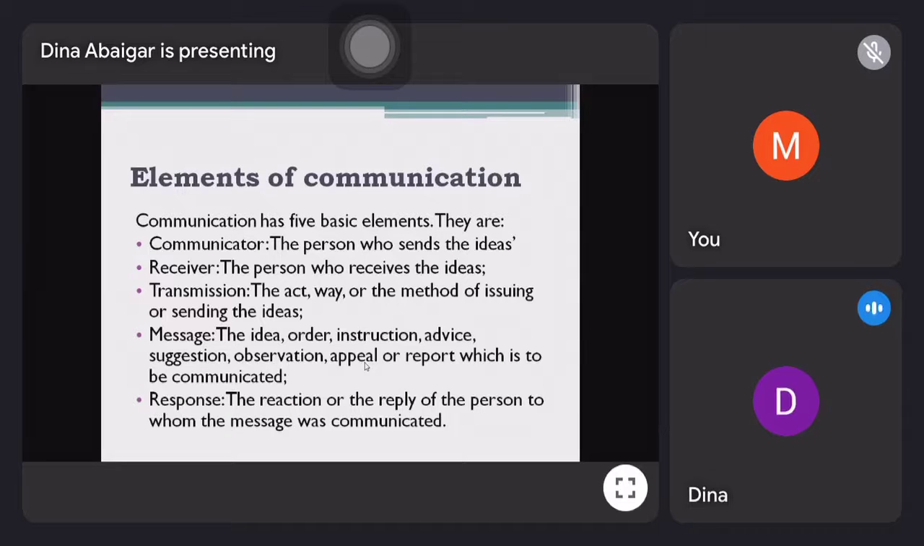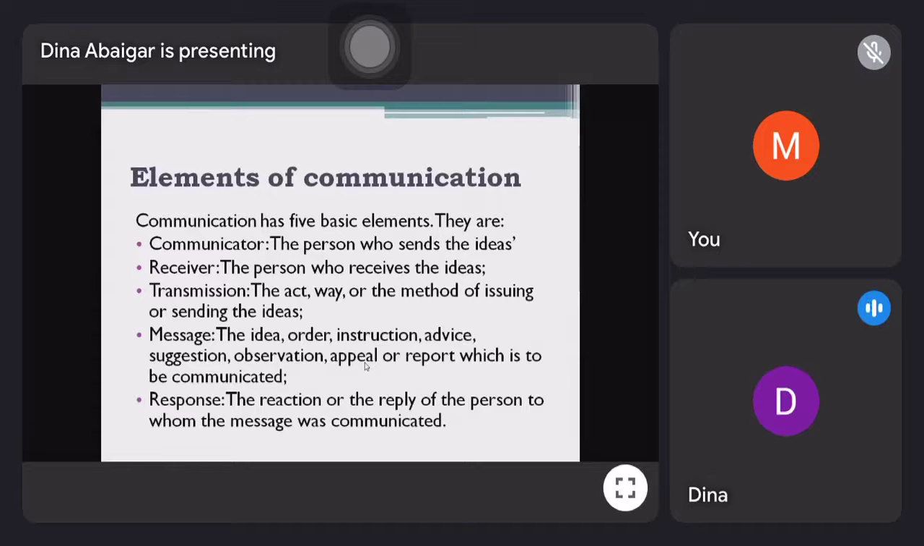They are the communicator or the sender, the person who sends the ideas; the receiver, the person who receives the ideas given by the communicator; transmission, the act, way, or method of issuing or sending the ideas. Next, we have the message: the idea, order, instruction, advice, suggestion, observation, appeal, or report which is to be communicated. The message is given by the communicator.